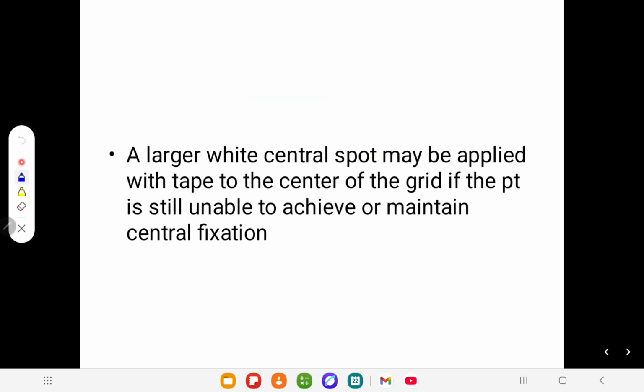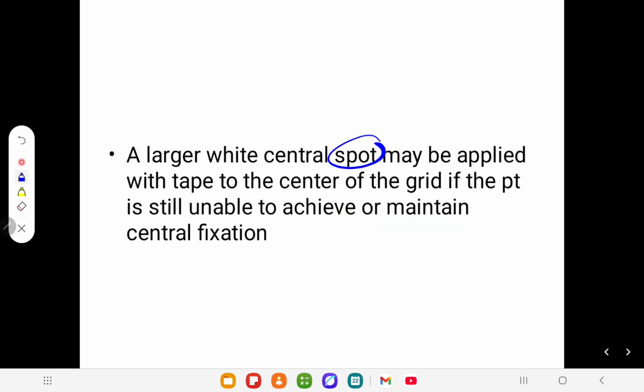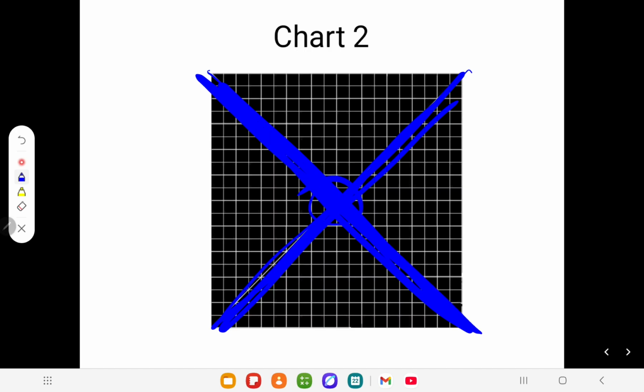Okay, a larger white central spot may be applied with a tap at the center of the grid if the patient is still unable to achieve maintained central vision. So basically it is applied if the patient is unable to fixate. So the only difference between chart 1 and chart 2 is this big cross. Remember that this cross is also a white line.